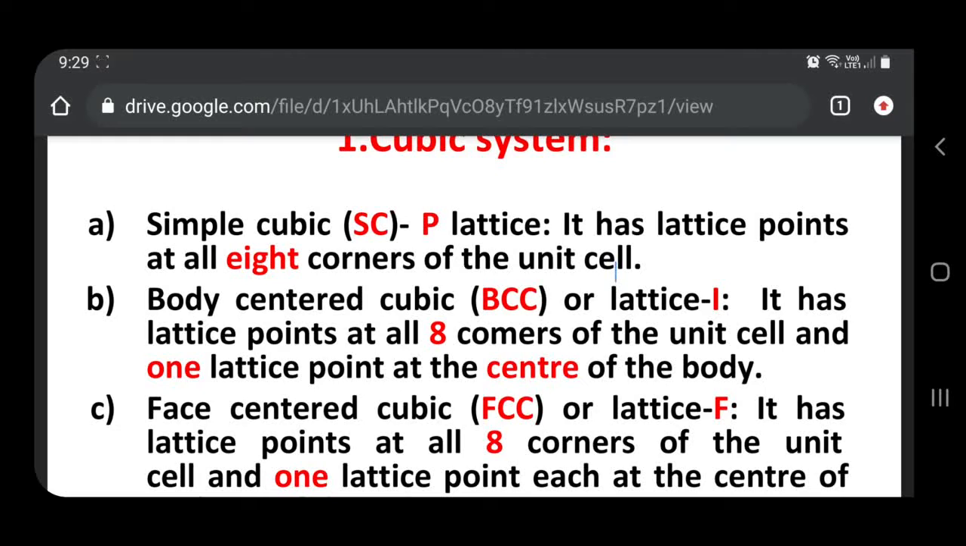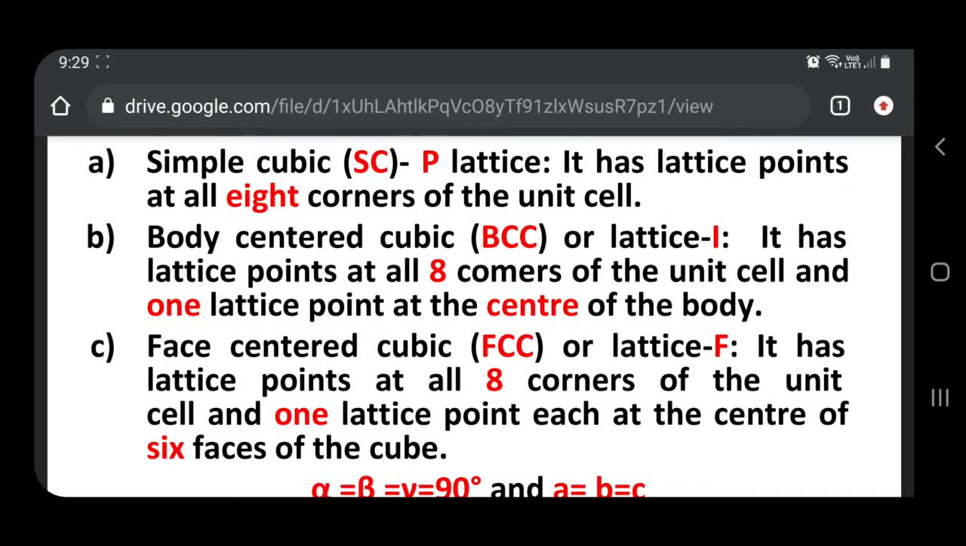And the second Bravais lattice of the cubic system is body centered cubic. In short, we call it BCC, and it is represented as I lattice. So notation is different, and it is non-primitive because there is more than one atom per unit cell. I will show the calculation at the end. Then it is called non-primitive. So in BCC, in the diagram I have shown, along with the 8 corners of the unit cell, there is one lattice point where you can hang a molecule, ion or atom at the center of the body.